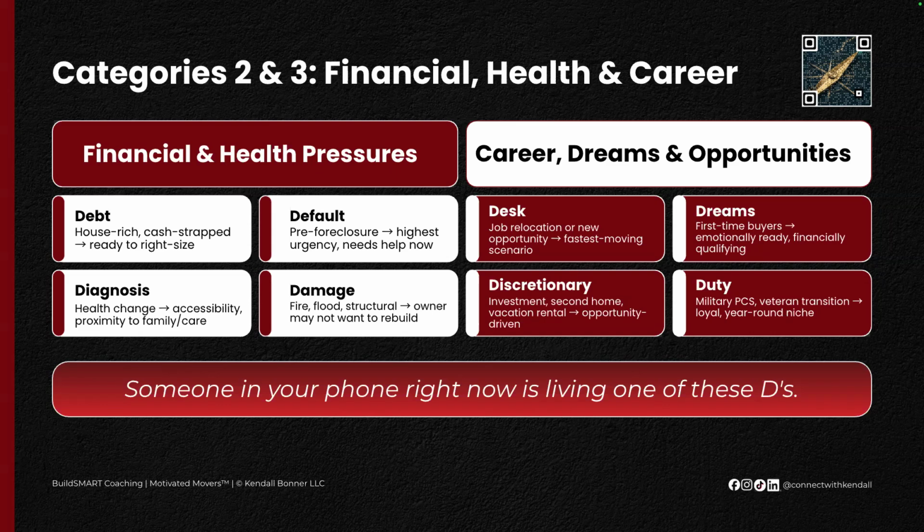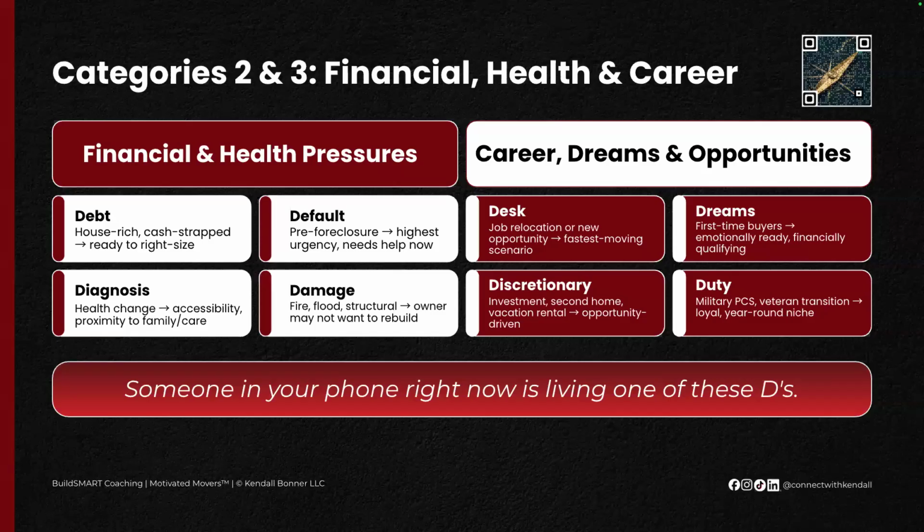Then there's discretionary. These are second homes, investment properties, vacation rentals, 1031 exchanges. These are opportunity-driven buyers who are usually financially motivated and often ready to move quick. And then you have duty. That is our military relocation friends. PCS orders. These are among some of the most loyal year-round clients you can serve, and they move constantly. I don't know if you've ever worked with duty before, military relocation, but I feel for those folks. They're moving every couple of years sometimes.